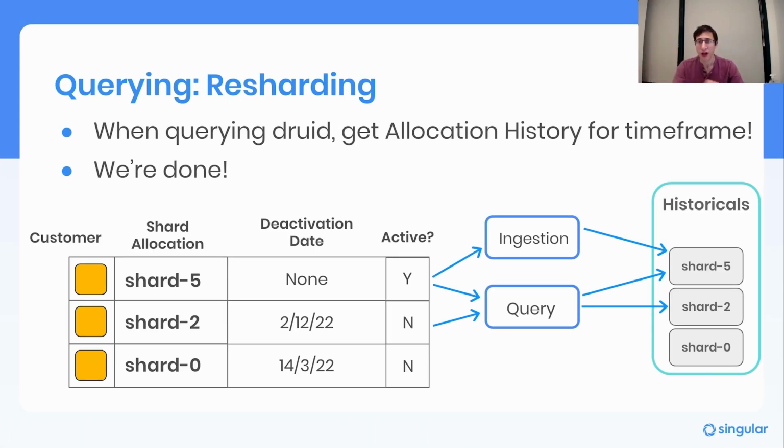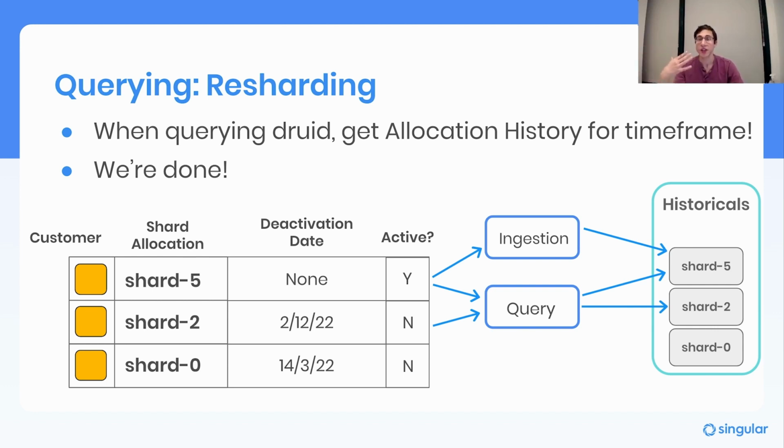So our allocation history model looks like this. You have the customer, in this case the yellow customer, you have the shard allocation, in this case shard 5, and you have whether it's the active shard or not. Is this a shard that we need to ingest to, yes or no? In this case it's yes. And then we have the deactivation date, which is when this shard was deactivated and moved from being the active data source, the active shard, to being an inactive one. In this case, for shard 5, it's none because it's the current active one.